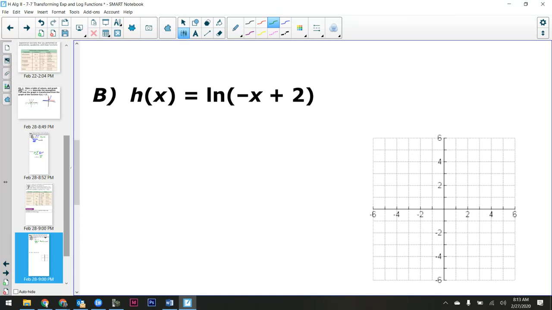Mine is h of x is ln of negative x plus 2. I know it's probably going to go down. There you go. Ln of negative x plus 2. Okay, so what do I see here? What type of transformations do I see?